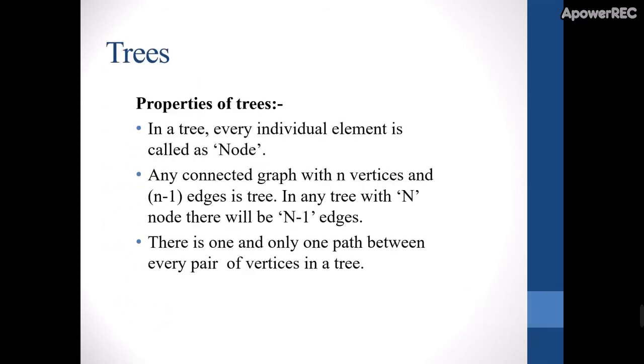Next, we have seen the properties of a tree: every individual element is called a node. In a tree we call each element a node. Again, we have seen the same concept in graphs: if n is the number of vertices, then the edges will be n minus 1. The same concept is there in trees also. If there are n nodes, there will be n minus 1 edges. How? We'll see in the example. And we have discussed this last property, that there is one and only one path between every pair of vertices.